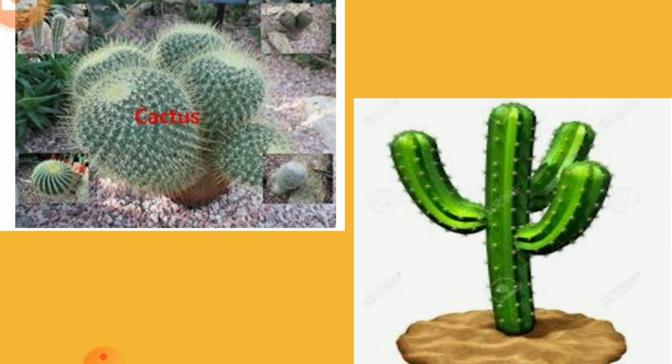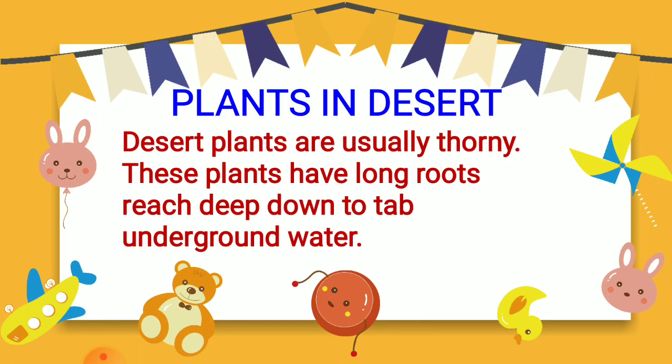These are pictures of some of the plants which grow in desert areas. Desert plants are usually thorny, as I have already told you. These plants have long roots. One specific quality of these plants is that their long roots help them to absorb water from deep inside the earth and bring the water from underground to the surface so that the plants can have water. That is why these plants grow easily in desert areas without any rainfall.